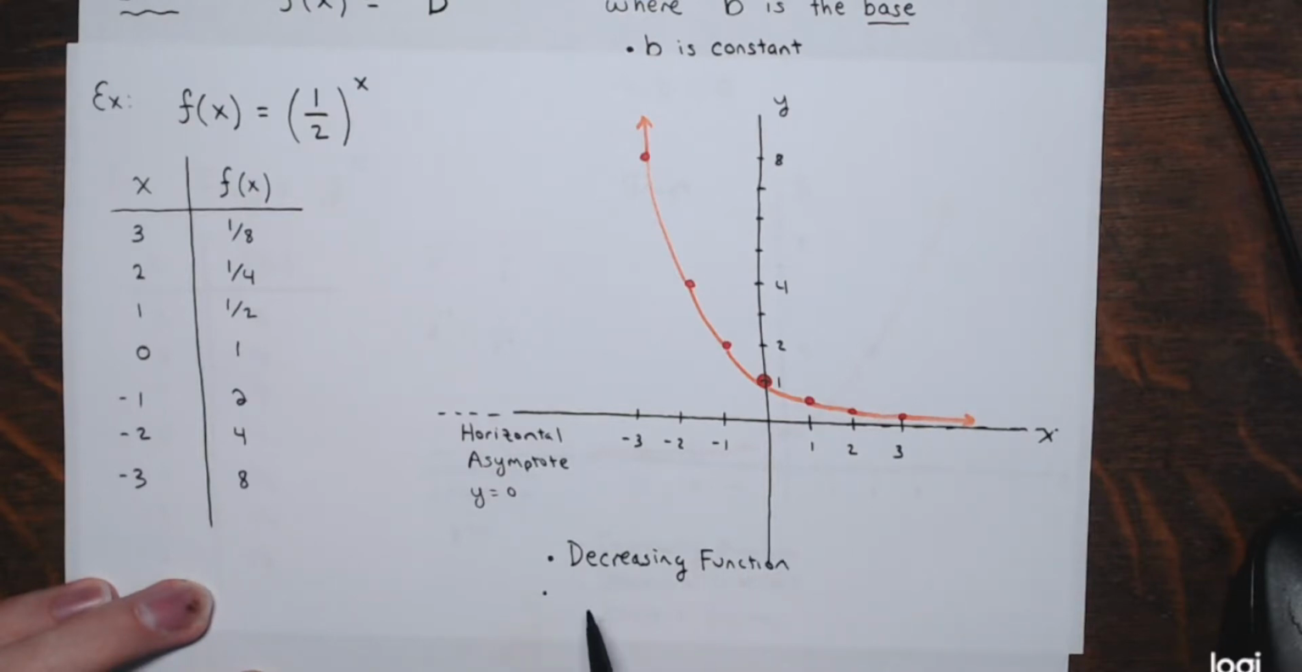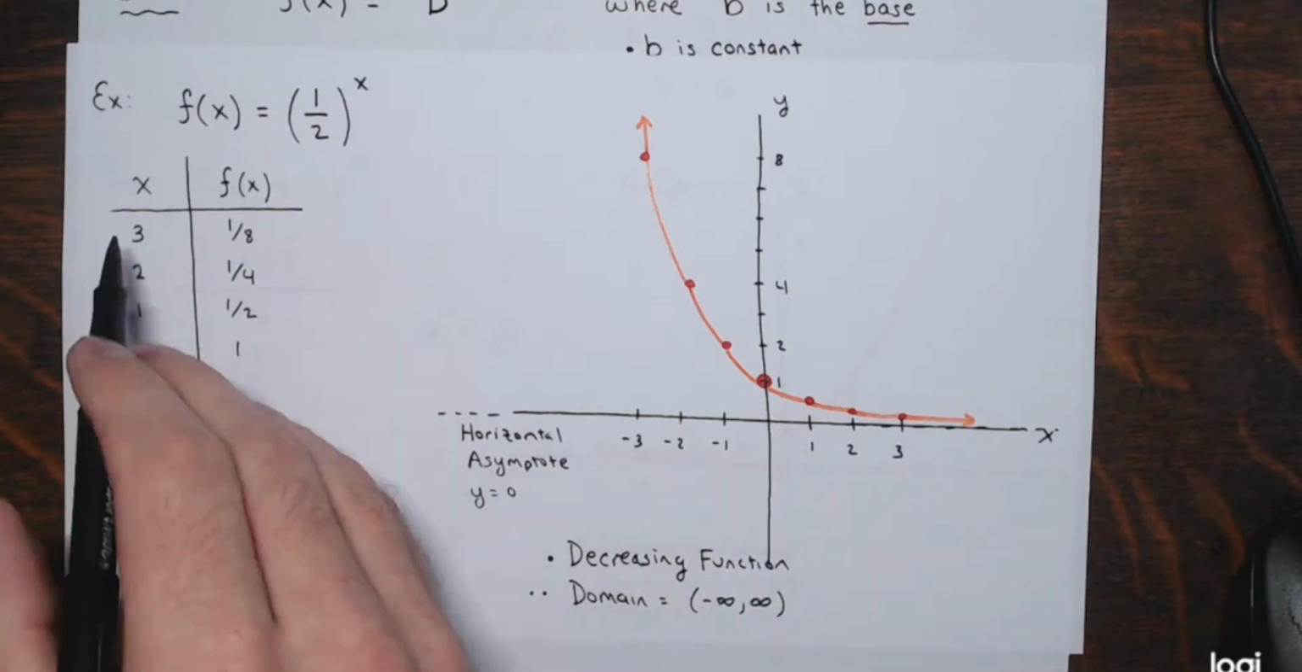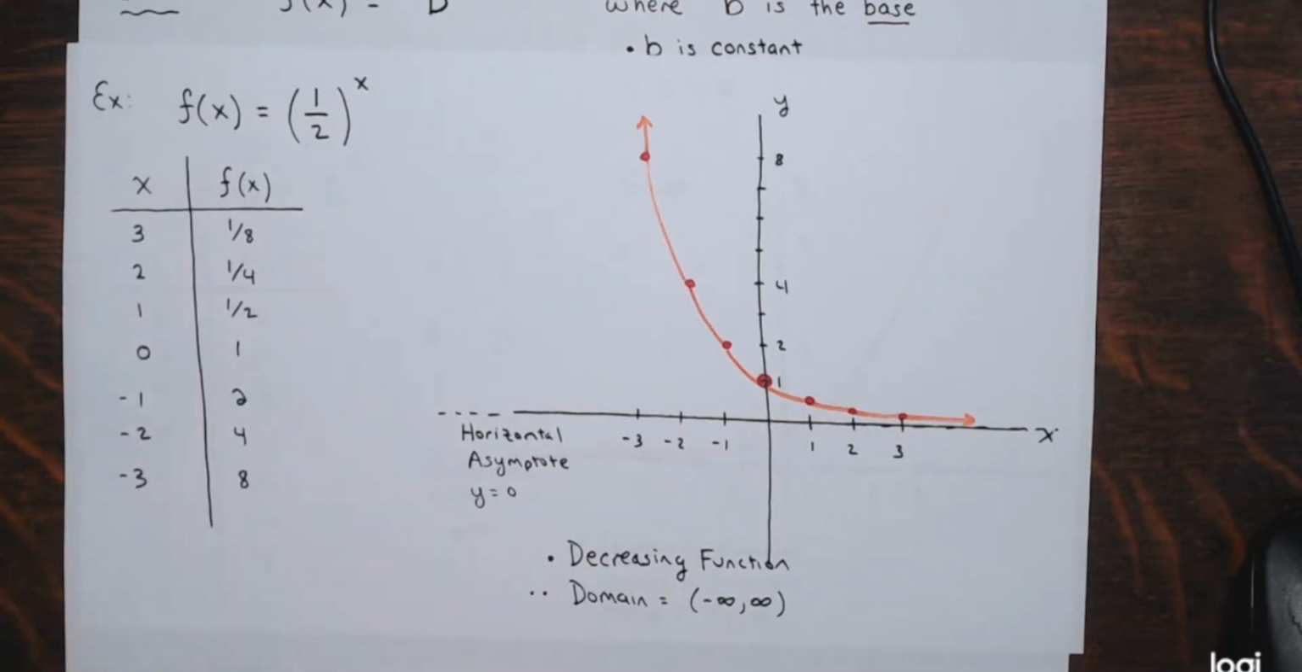And the domain and range are the same. Okay, the domain is all real numbers. Right, in interval notation, that's from -infinity to infinity. Right, I can plug in whatever I want for x. Right, my input could be anything. It's the output, the range, that's not all real numbers.